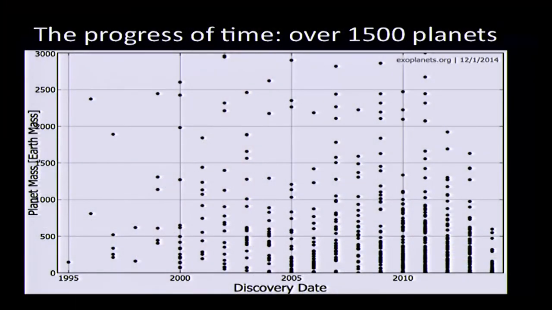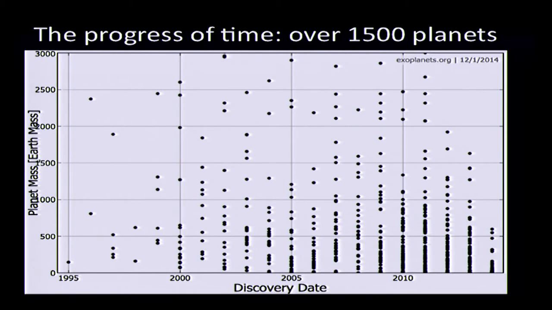Every dot on this plot represents an exoplanet that we are very confident exists orbiting one of these stars up in the sky. And I'm showing you when each of these planets was discovered, starting in 1995 with the first planet found around a Sun-like star. And first of all, you can see there's quite a lot of them.